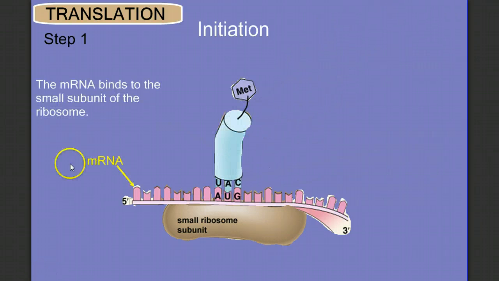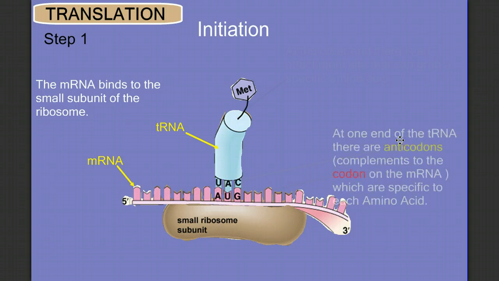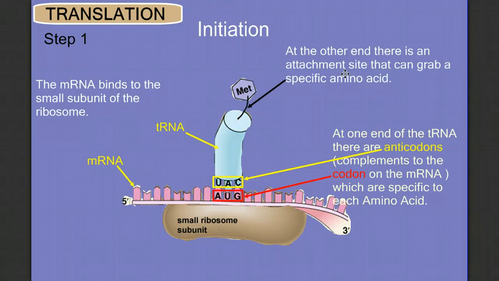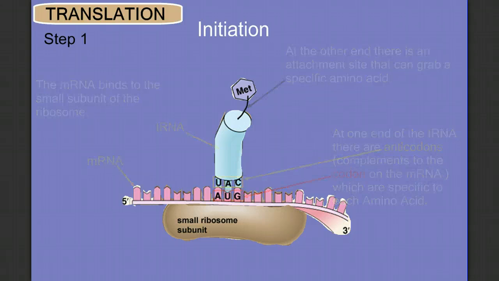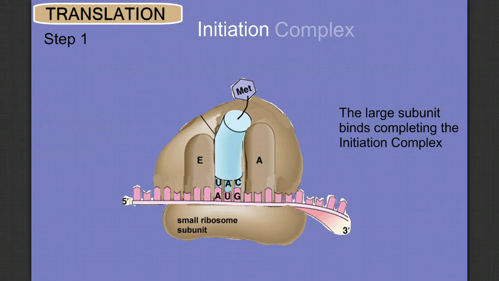Then, the first transfer RNA comes in and lines up. At one end of the transfer RNA is a 3-letter code, which we call an anticodon, which is complementary to the corresponding codon on the messenger RNA strand, which is coding for a specific amino acid. At this end of the transfer RNA, we have an attachment site for that specific amino acid, in this case, methionine.